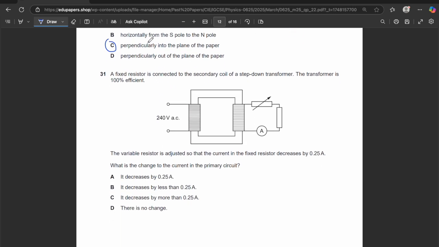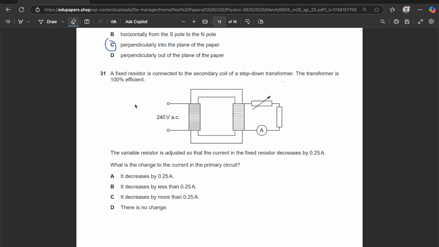31. A fixed resistor is connected to the secondary coil of a step-down transformer. The transformer is 100% efficient. The variable resistor is adjusted so that the current in the fixed resistor decreases by 0.25 amperes. What is the change to the current in the primary circuit? Because this is 100% efficient, the power will be the same in both primary and secondary circuits.